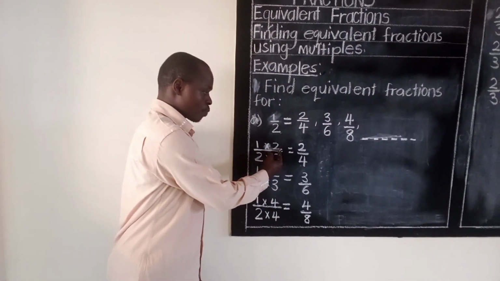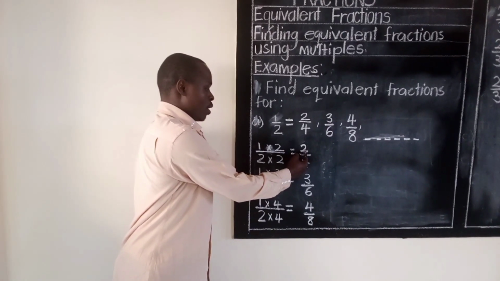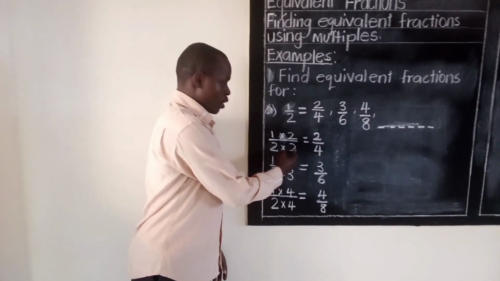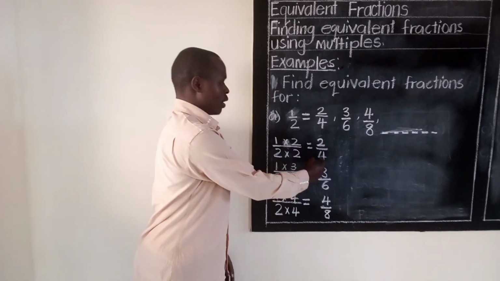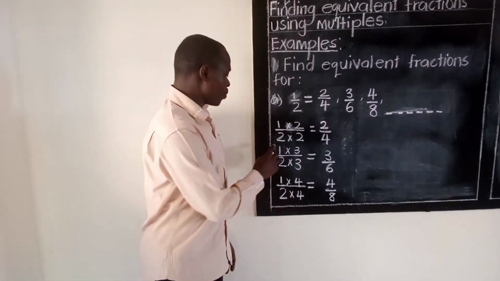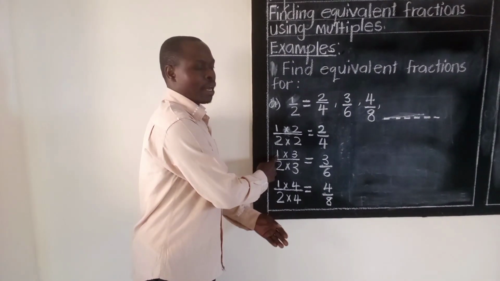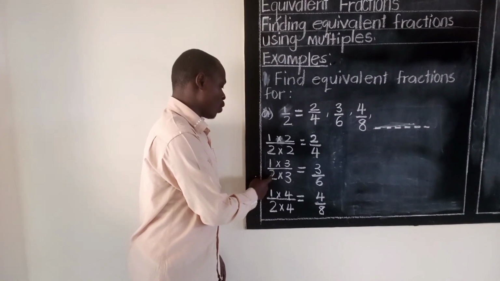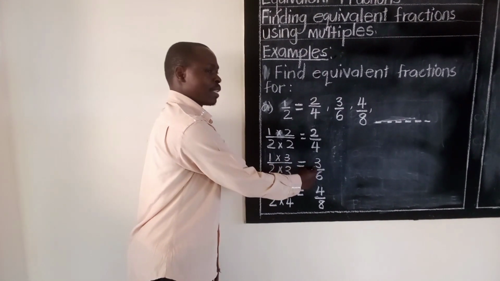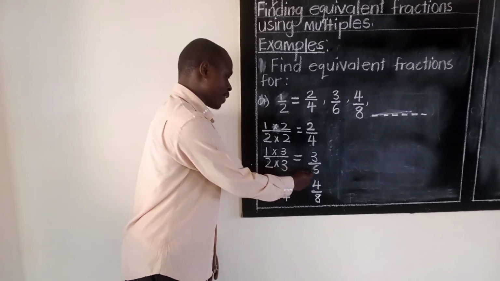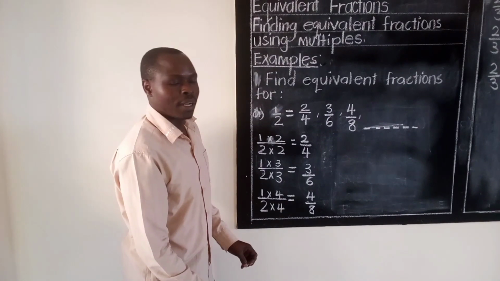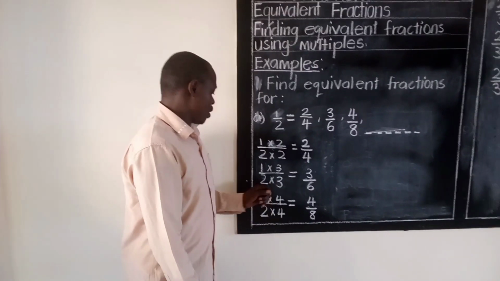1 times 2 will give us 2. We multiply the denominator also with 2. 2 times 2 gives us 4. And 2 out of 4 becomes our first equivalent fraction. We also go to the next factor. 1 out of 2 we multiply by the factor 3. 1 times 3 gives us 3. 2 times 3 gives us 6. That means that 3 out of 6 is the next equivalent fraction to a half.